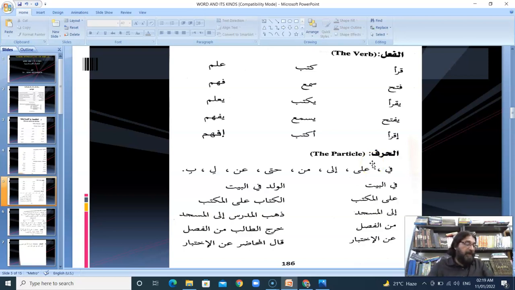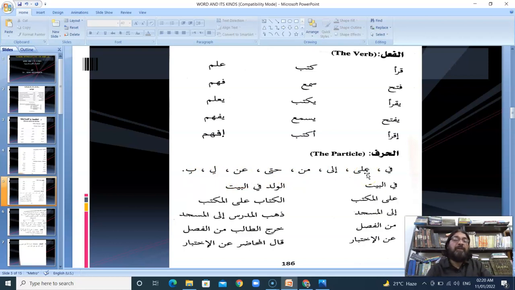what is a harf? A particle is the kalima which has no independent meaning of itself, and can only be understood after coupling with either a noun or a verb, like fi, in; ala, on; ila, to; min, from; hatta, till; an, about; li, for; bi, with or by. So these are the harf.